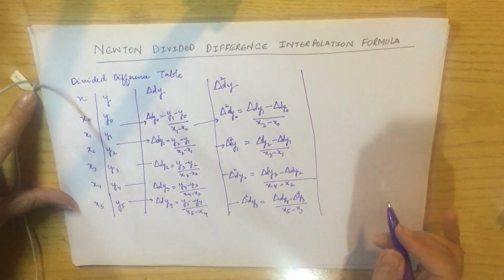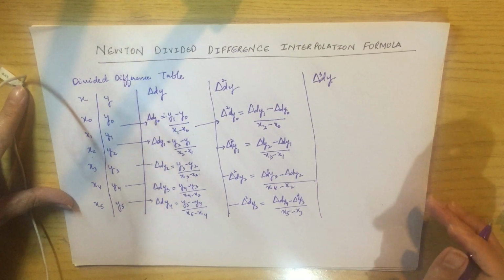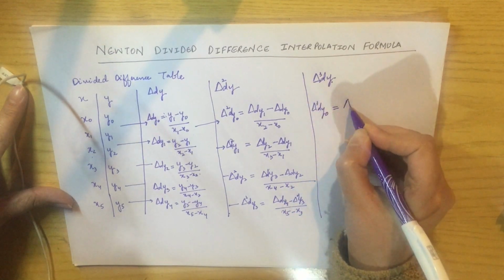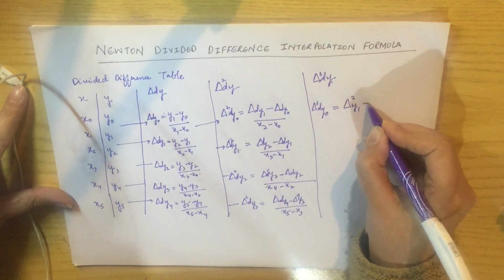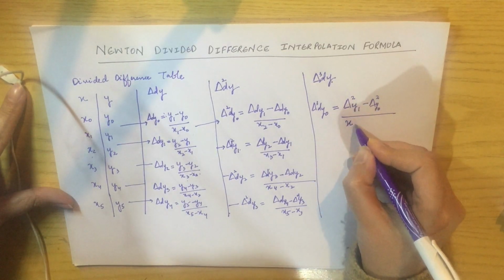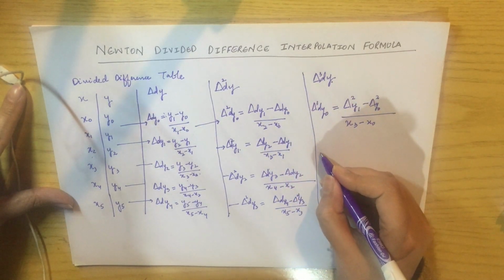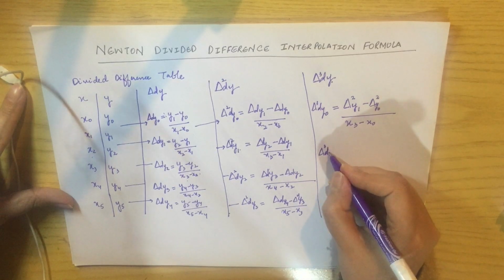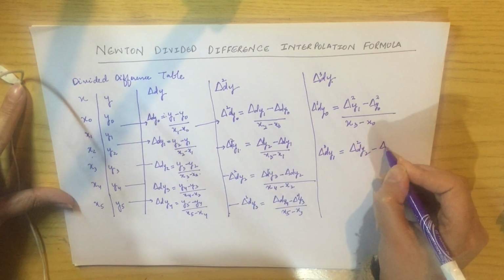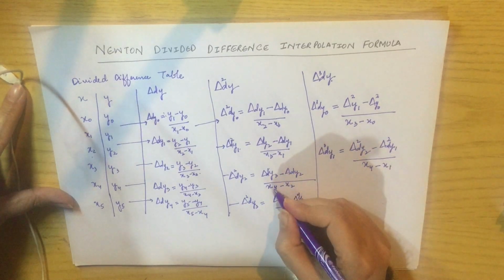Next, you have to do it for delta cube dy. Delta cube dy0 will be equal to (delta square dy1 minus delta square dy0) whole divided by (x3 minus x0). Similarly, at the next level, delta cube dy1 will be equal to (delta square dy2 minus delta square dy1) divided by (x4 minus x1).